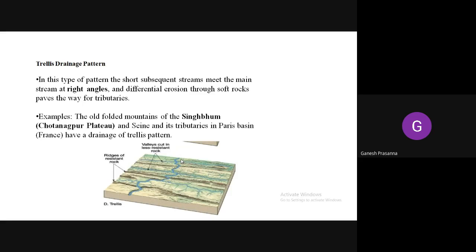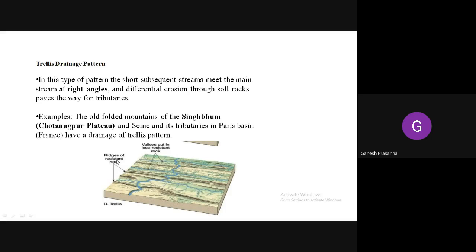Coming to the trellis pattern, in the trellis drainage pattern the small, short streams, or the subsequent streams, meet the main stream at right angles. You can say these are very short streams joining the main stream at right angles, because of erosion through the soft rocks. Erosion through the soft rocks gives way to the tributaries.